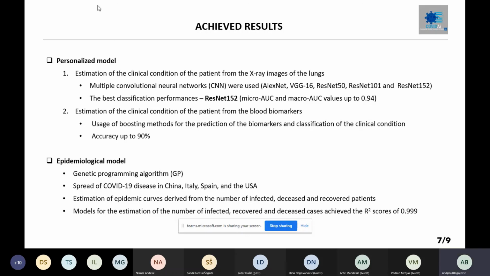So from the epidemiological section, we published 2 papers. Both of them use genetic programming algorithm. The first paper is about estimation of the spread of COVID-19 disease in China, Italy, and Spain. And the second one is the spread of COVID-19 disease in USA. And we achieved an R squared score of 0.99, almost 1.